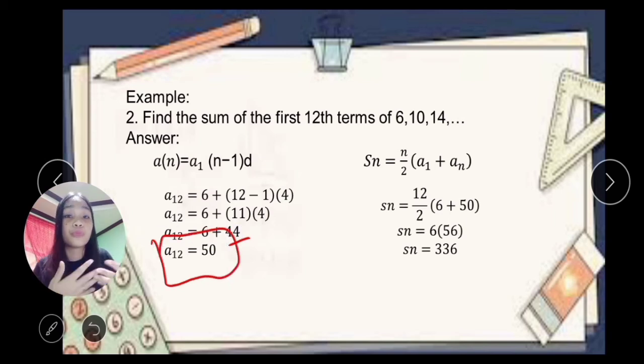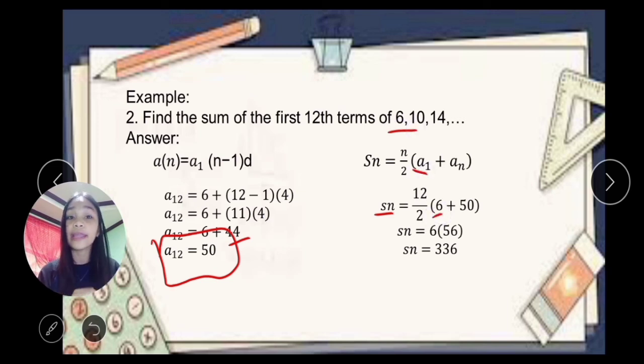So, next, we should proceed to our Sn, arithmetic series natin, kung ano ang kanyang resulta. So, this one, our Sn is 12, ha? Equals to our n is 12. Divide by 2, the result will be 6. So, 12 divided by 2 is 6. And then, our first term is 6, nandito first term natin, lagay natin dito 6. And then, plus our An, our nth term is 50, because that is the result of our An there. So, 6 plus 50 equals 56.